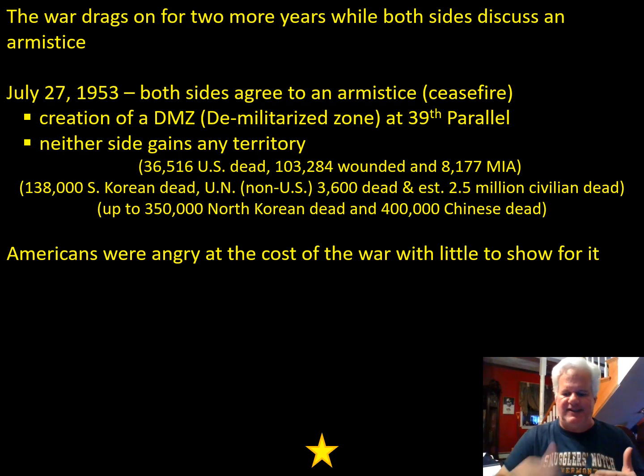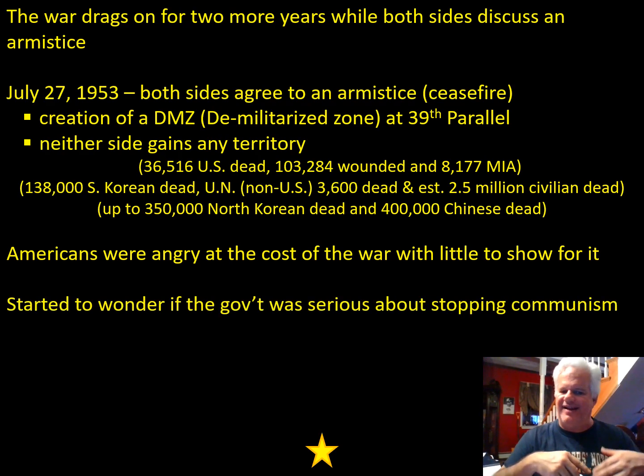And a lot of people were very upset because they felt that maybe the government wasn't serious about stopping communism. We just defeated Nazi Germany and imperialist Japan. We couldn't defeat North Korea, even with the help of the Chinese. So a lot of Americans started to wonder, was the American government really serious about communism? They questioned the military, the army.